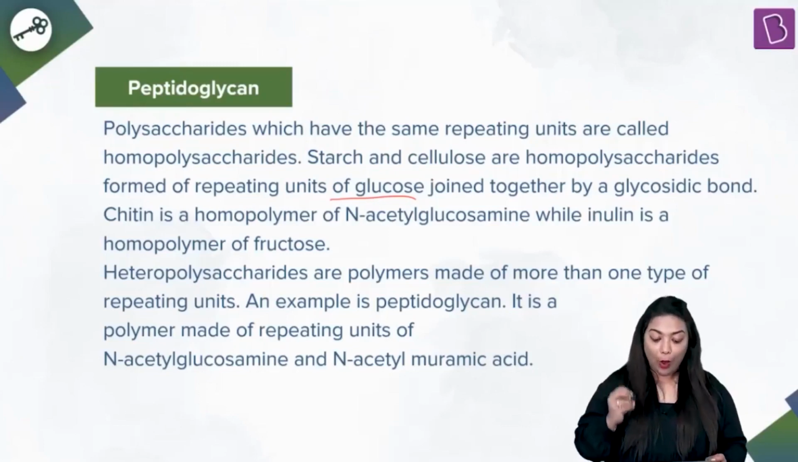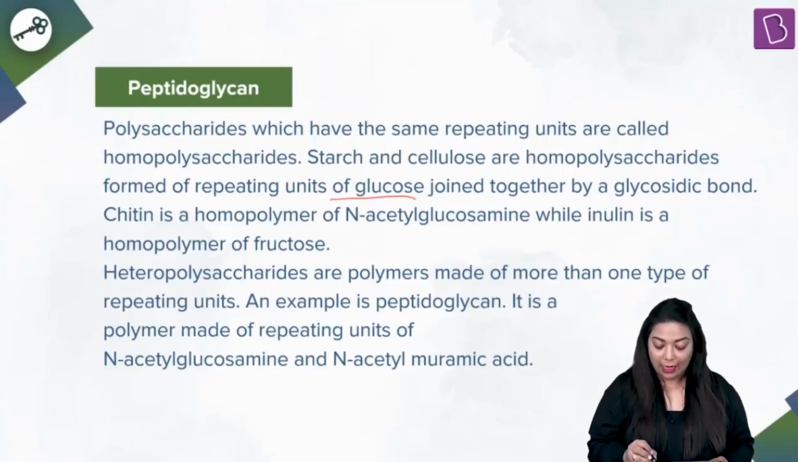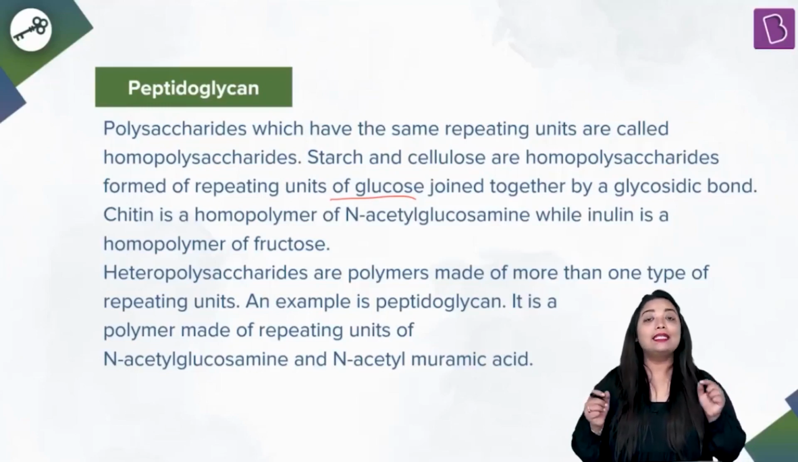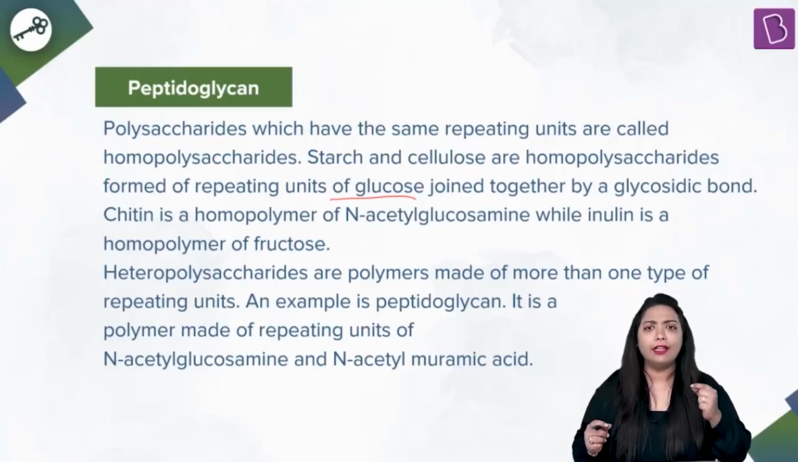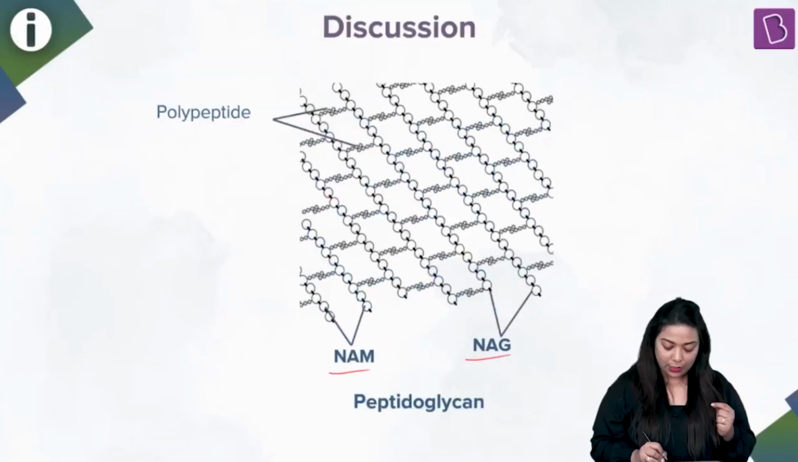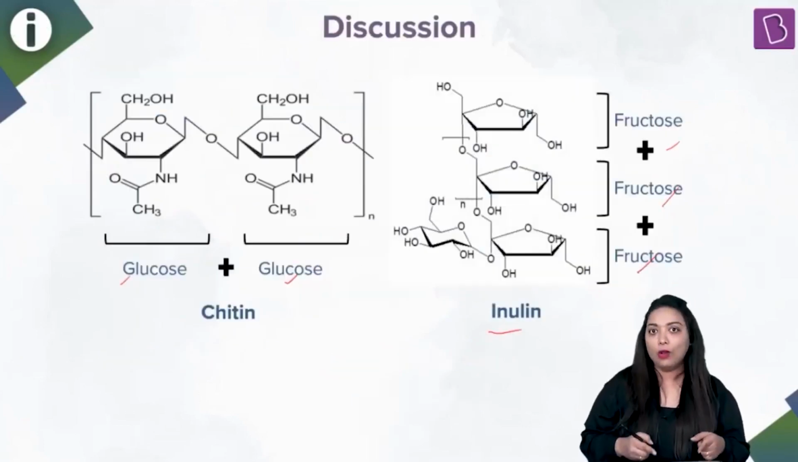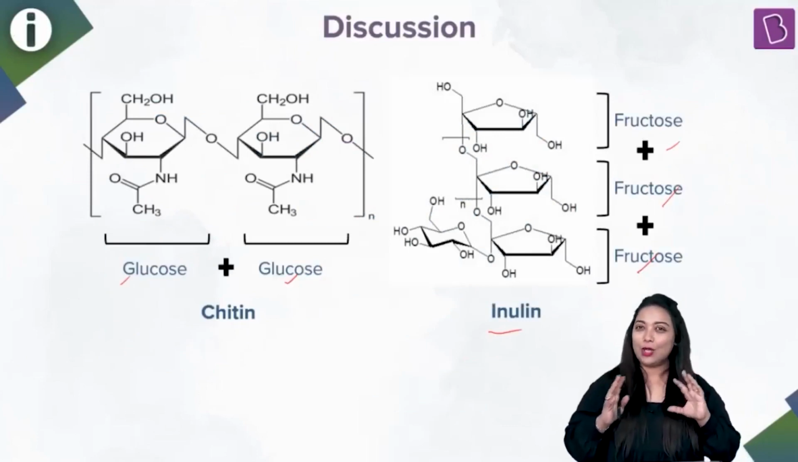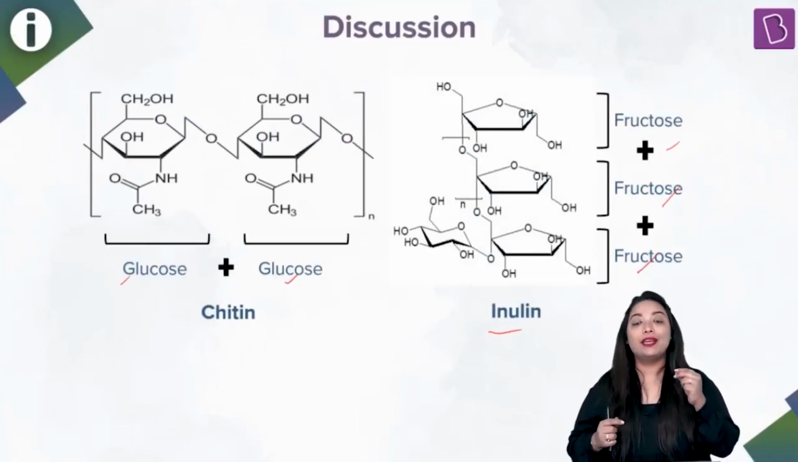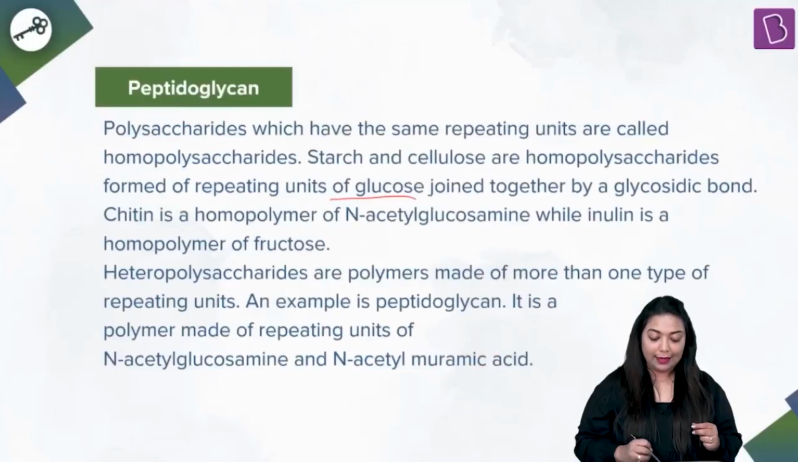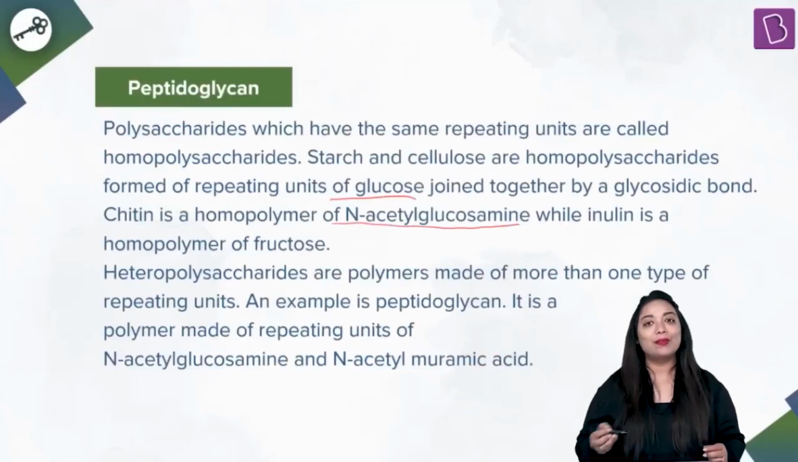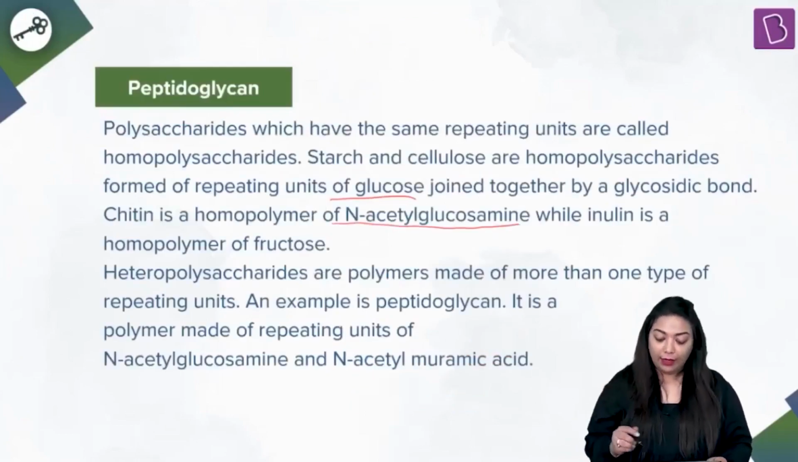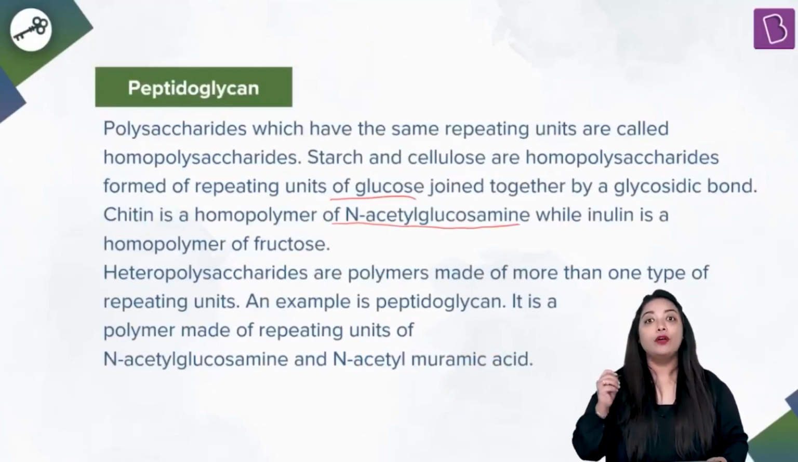Chitin is a homopolymer of N-acetyl glucosamine, which is a derivative of glucose. So if you see the structure here, you may see glucose, but if you observe the arrangement, you will see it's not exactly the same because it is a derivative of glucose, N-acetyl glucosamine. Further, inulin is a homopolymer of fructose.